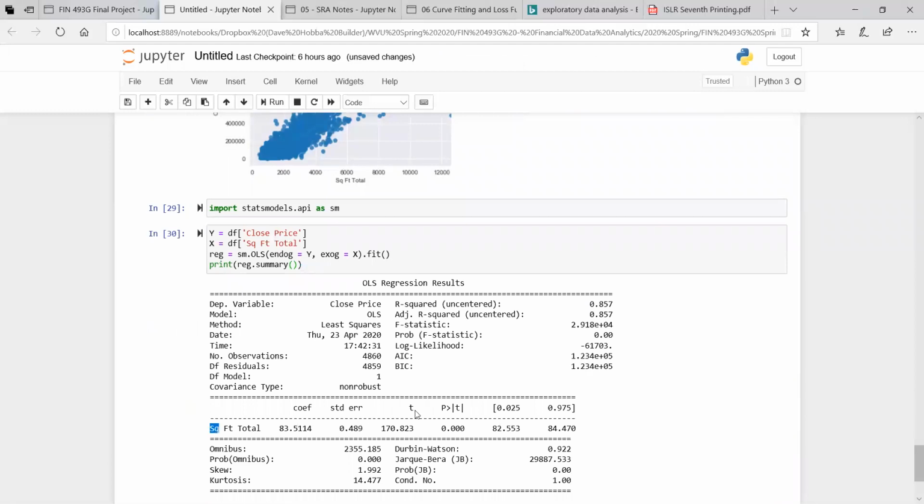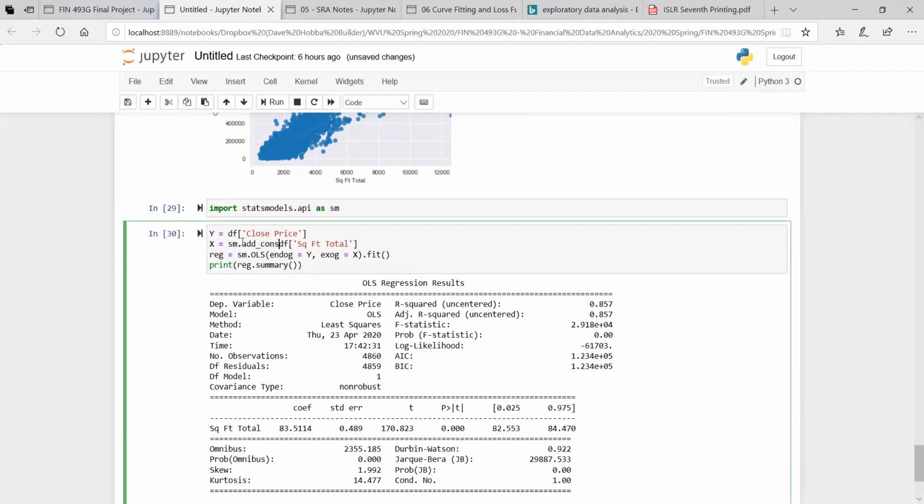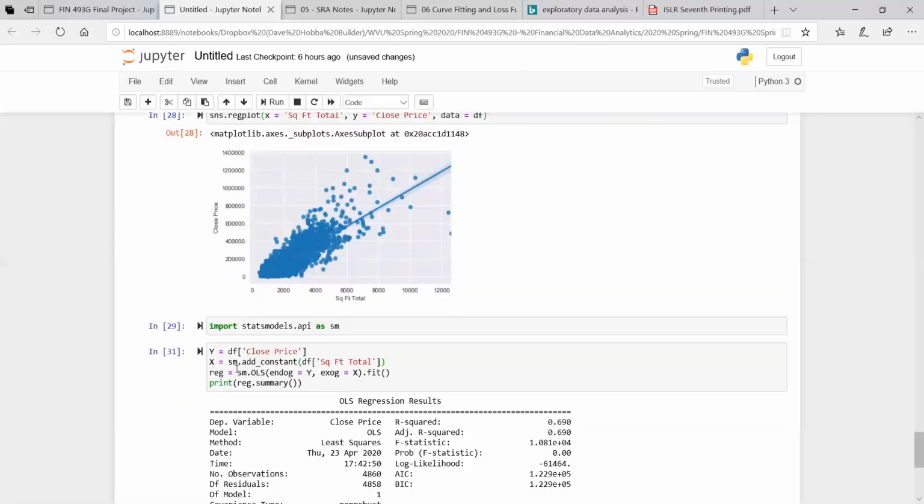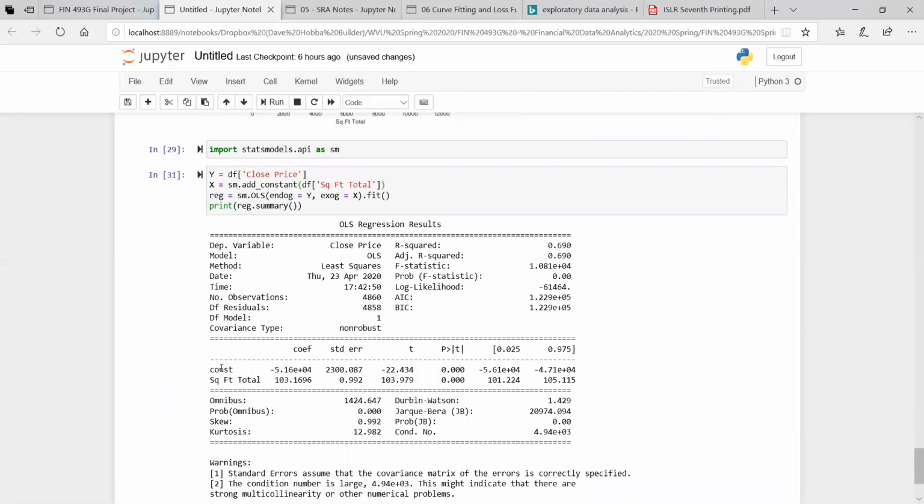And we get this, but it's wrong. You can see that we have the slope. We have beta 1, the slope of square foot total, but we don't have the intercept. In order to do the intercept, you have to manually create a column of 1s. We use statsmodels to do it. So we do add_constant. This is where we get that constant.